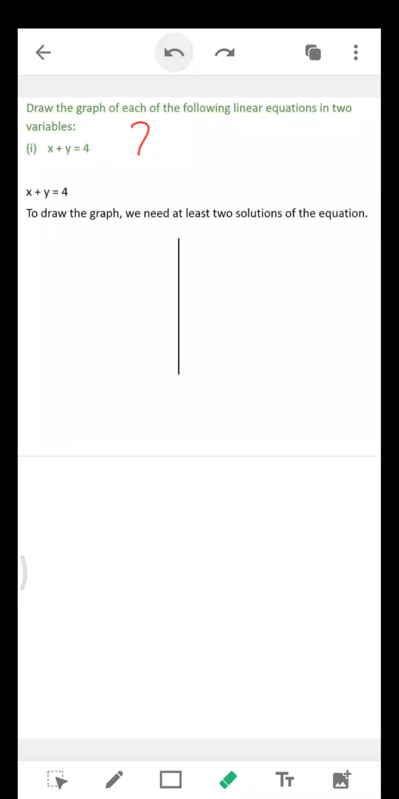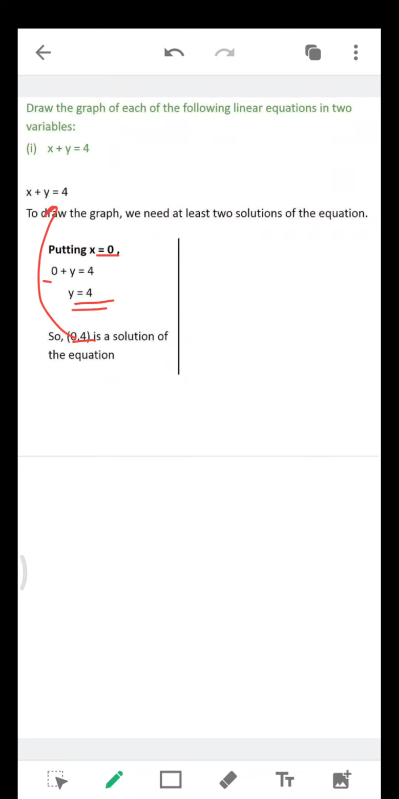So for finding the solutions, we'll assume one value of x. I have assumed x as 0 here, and I'll get the y value. You can assume any value, it's not compulsory you assume 0. You can assume 1, 2, 3, 4, anything, okay, that doesn't matter. So I have assumed x as 0, so x is 0 and y is equal to 4. So 0 comma 4 is the solution of our equation, first solution, okay.